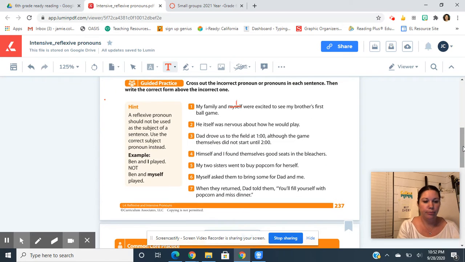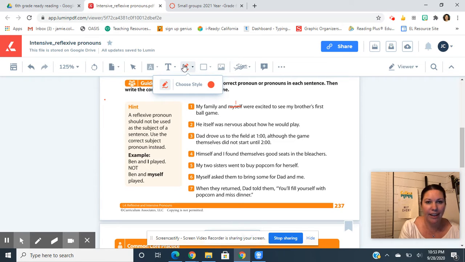Okay, number two. Number two says, he itself was nervous about how he would play. Do you see what's wrong with the sentence? Yeah, itself is not correct. He itself, so he has now become an it, is basically what it's saying. So that's not correct. We want to definitely change itself to what would be a proper intensive or reflexive pronoun here. Himself, right?